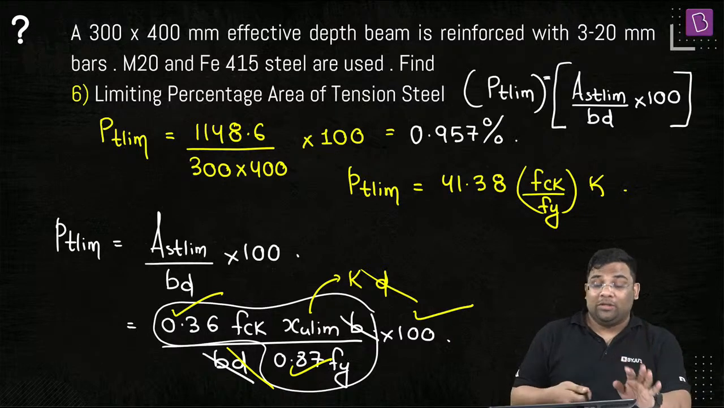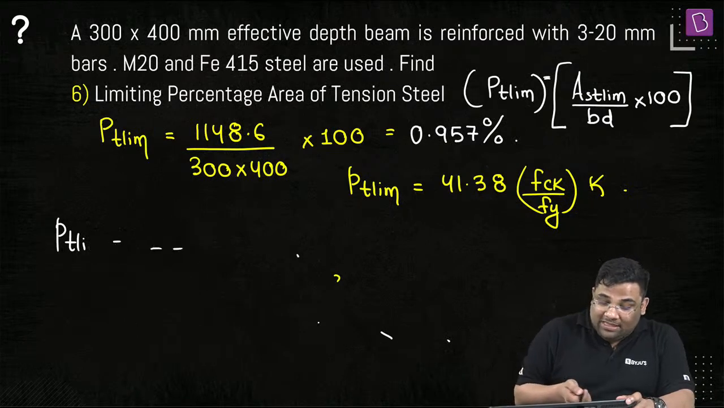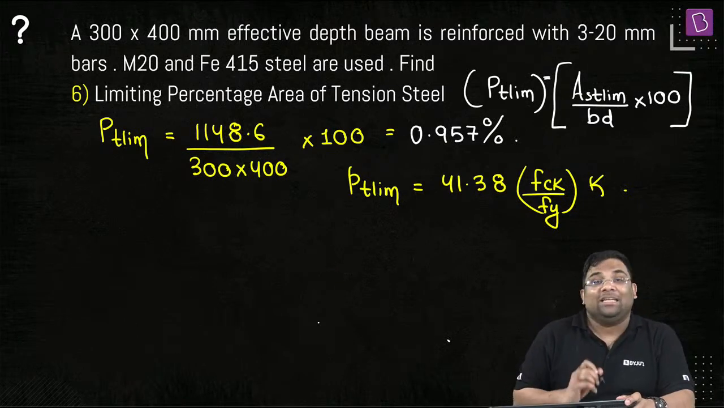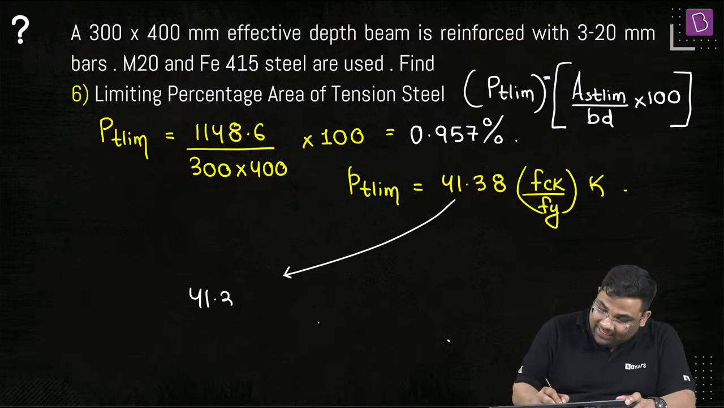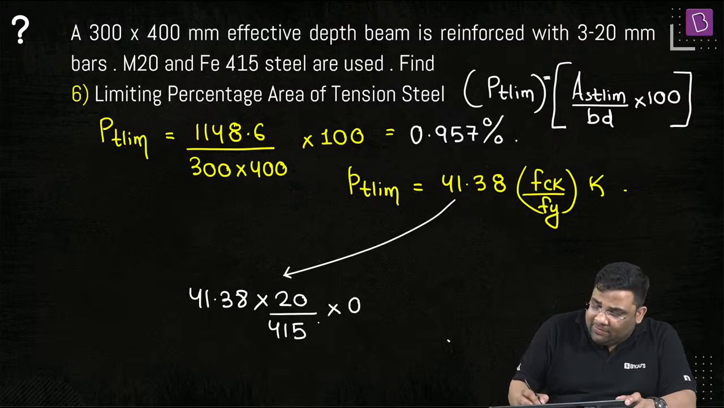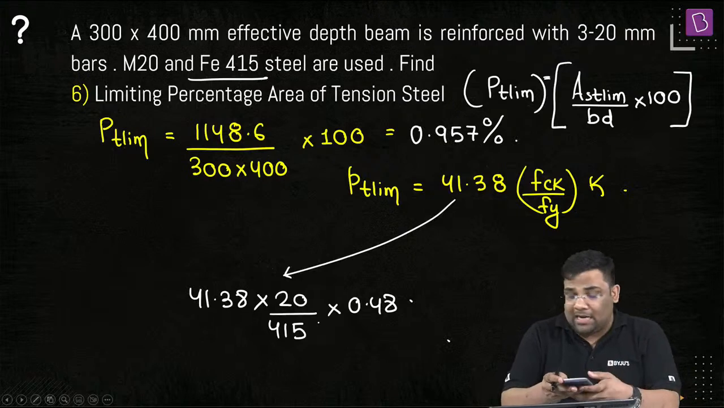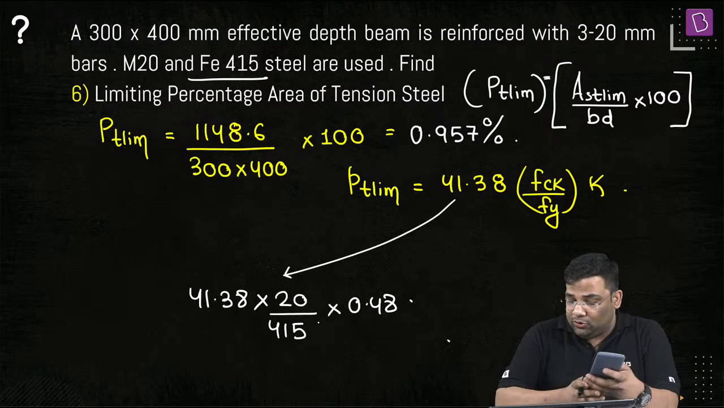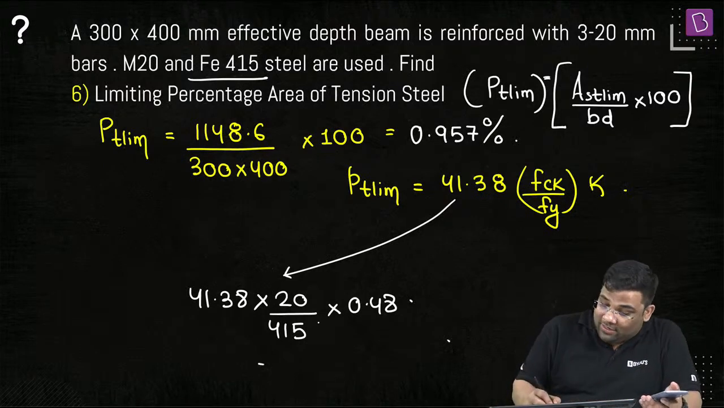If you know this expression, you can find PT limiting without even finding AST limiting. Let us see. You put this expression here, 41.38. FCK is 20 and FY is 415, and K will be 0.48, because it is Fe415 steel. So I'll get 41.38 into 20 divided by 415 into 0.48, and I am getting the same value of what?